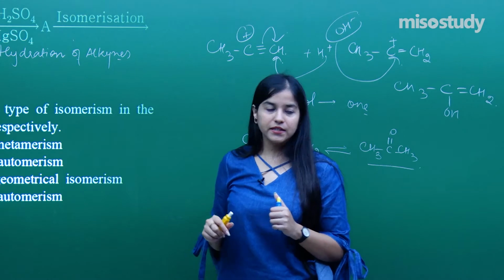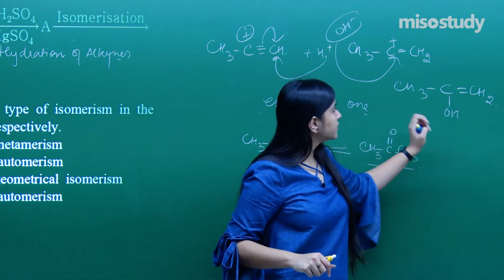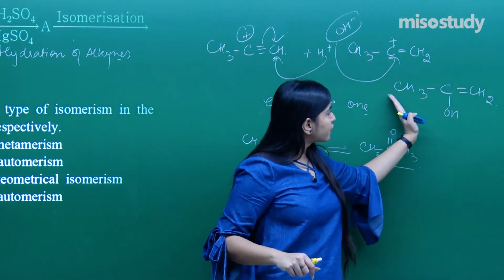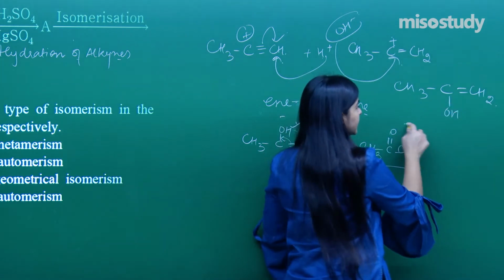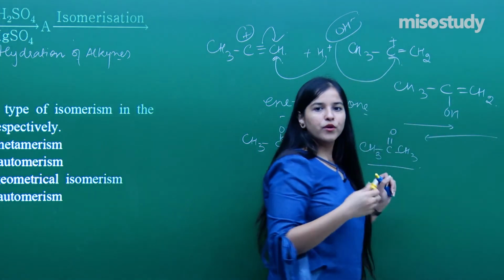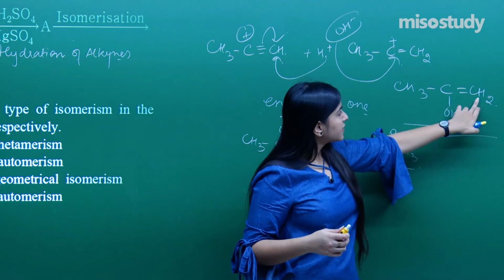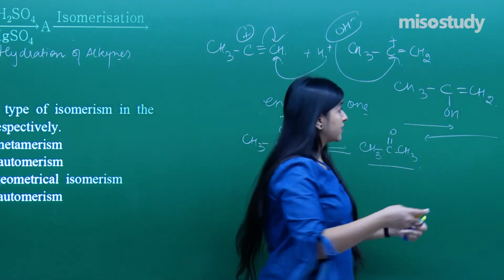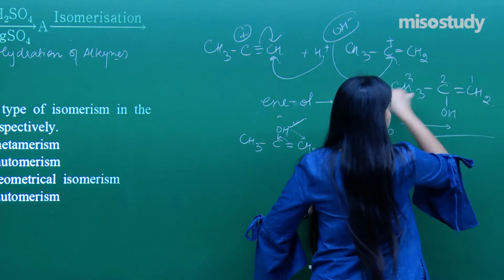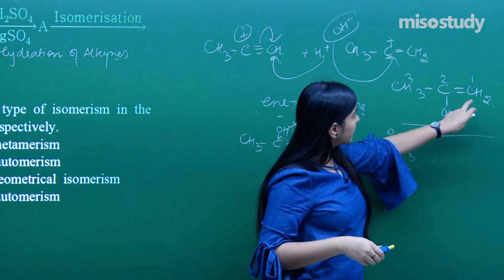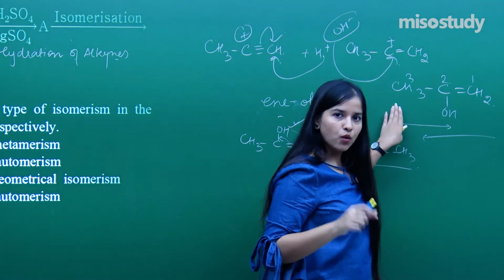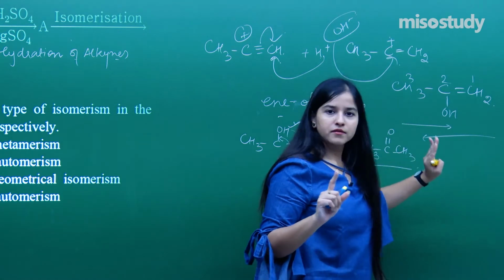And what compound is it? See here, 1, 2, 3. I'll be numbering from the right hand, from this side CH3 or this side. What do you think? Obviously the double bond will be given the preference, 1, 2 and 3. So this will be prop-1-ene-2-ol.